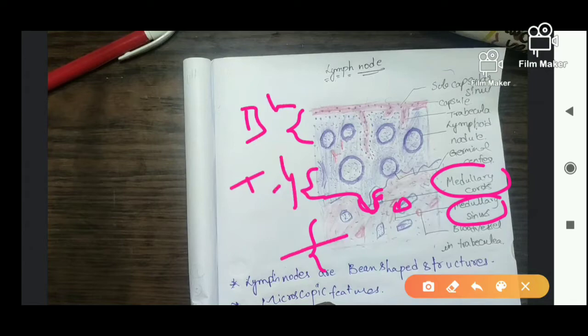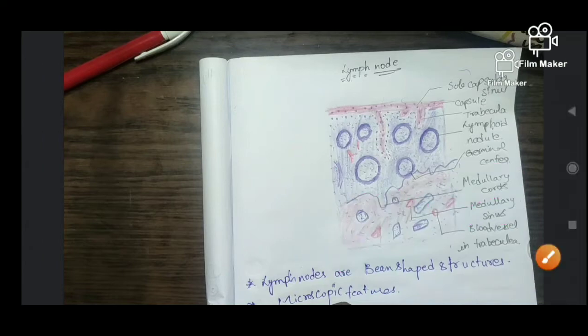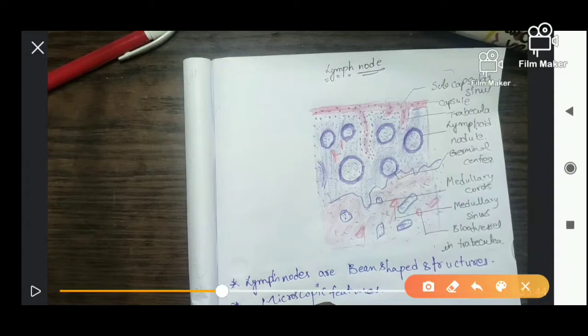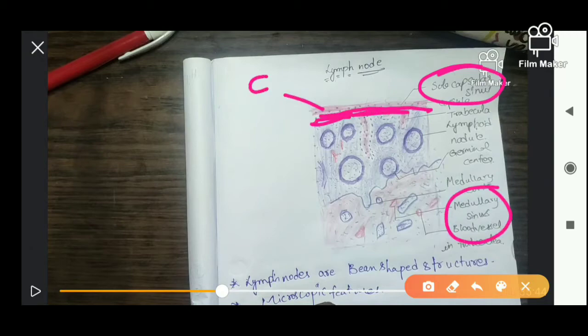So let's go to the sinuses, and we have three sinuses. The first sinus is the subcapsular sinus, the second is the intermediate sinus, which I didn't mark, okay, I will mark it, and the medullary sinus is the third one. So what is the subcapsular sinus? It is present between the capsule and the outer cortex. This is the region of the subcapsular sinus, between the capsule and outer cortex. So this is all about the subcapsular sinus.